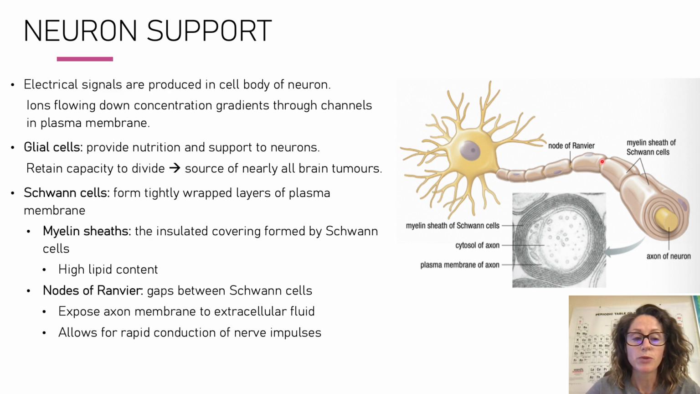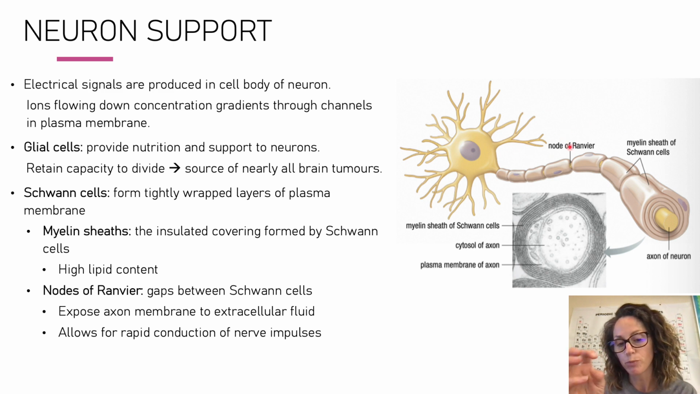Glial cells provide nutrition and support to neurons, and they retain capacity to divide. They're a source of nearly all brain tumors. We don't see them in this diagram, but glial cells would be surrounding this neuron here. So they're just like more of a normal shaped cell that are just around the area.